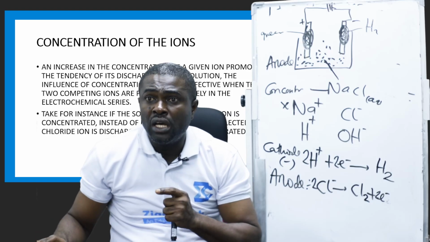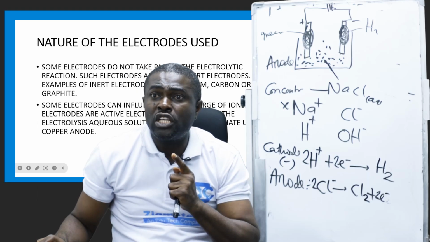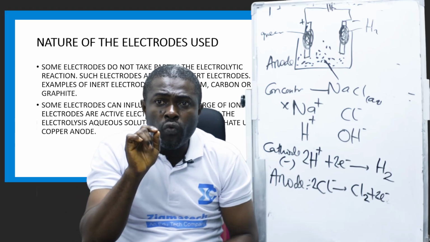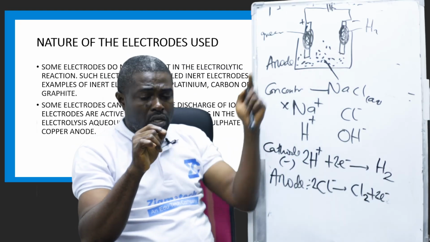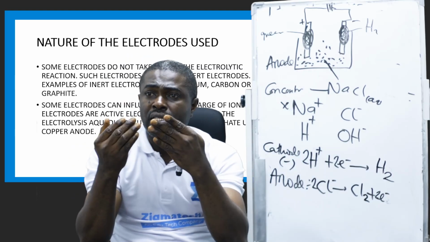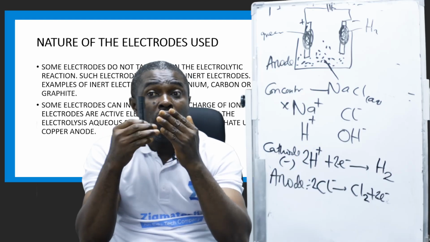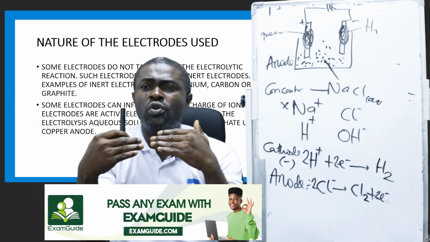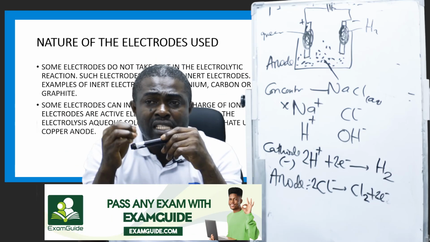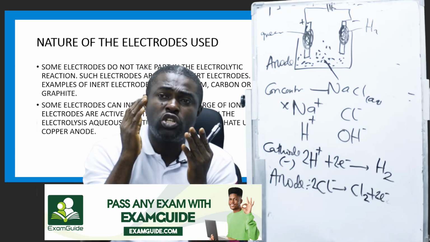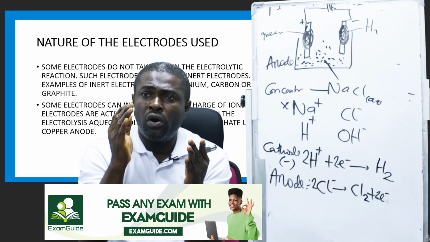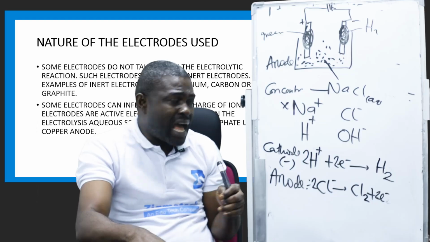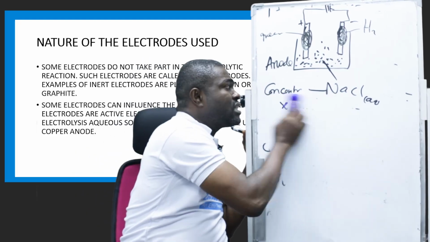Okay. Finally, another factor is the nature of the electrode used. Electrodes can be inert, or electrodes can be active. If an inert electrode is used, no problem. Every other factor we have discussed will move that way. What are these inert electrodes? The inert electrodes we have are carbon or graphite, which is a form of carbon, and platinum. These are inert electrodes.